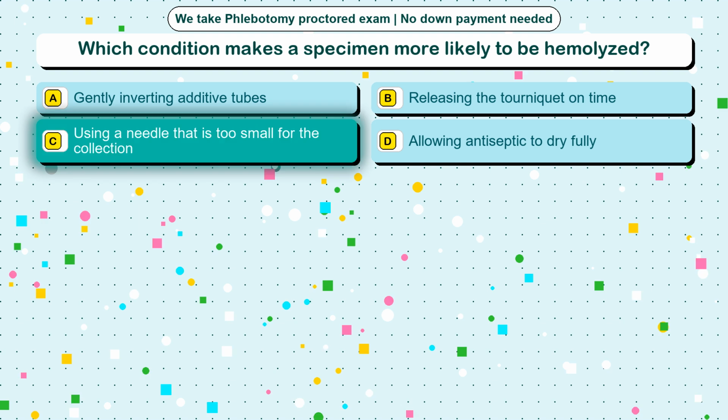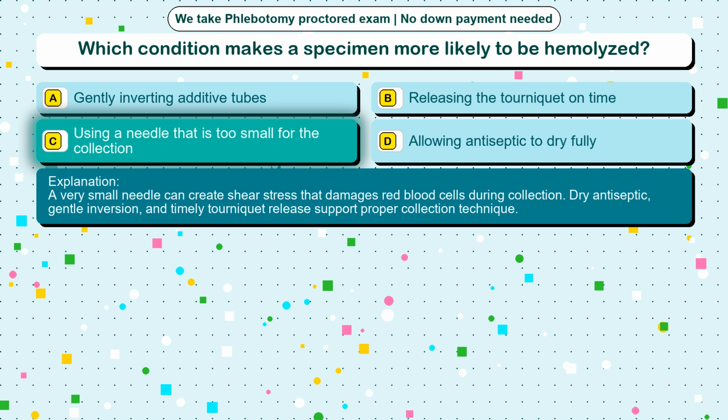The correct answer is option C, using a needle that is too small for the collection. A very small needle can create shear stress that damages red blood cells during collection. Dry antiseptic, gentle inversion, and timely tourniquet release support proper collection technique.